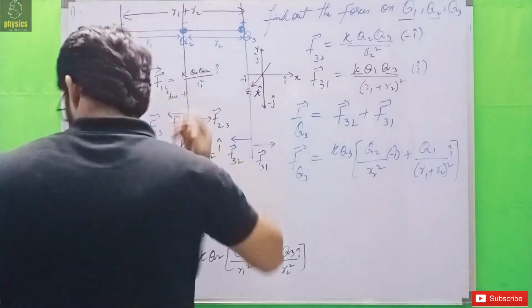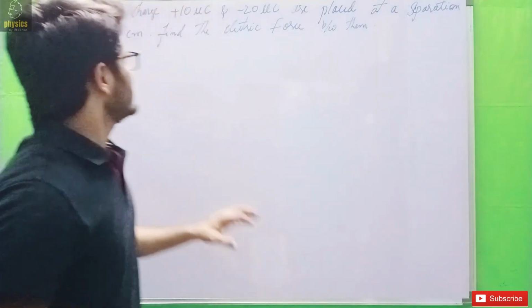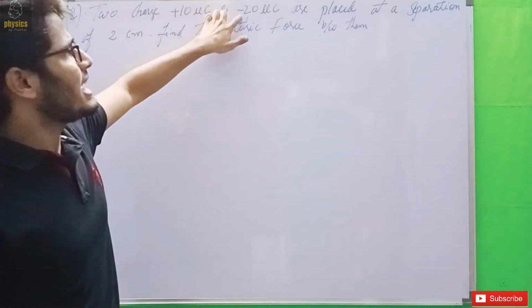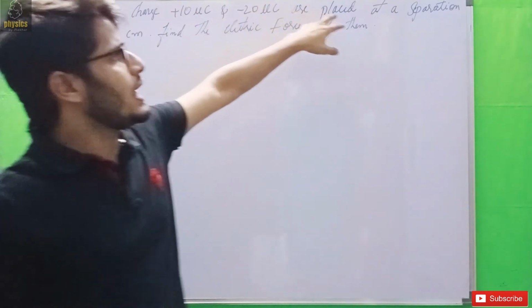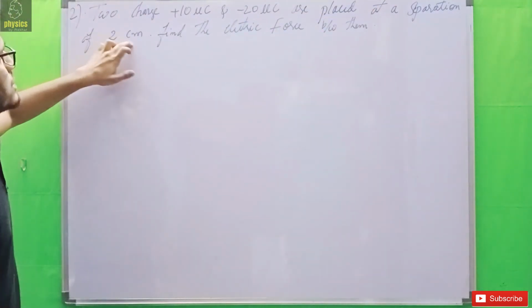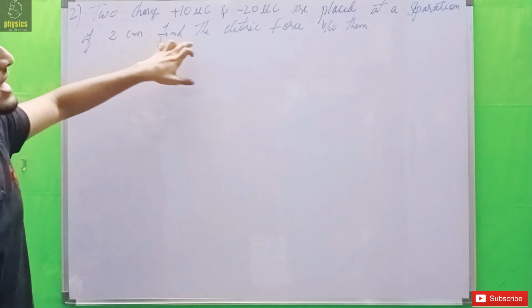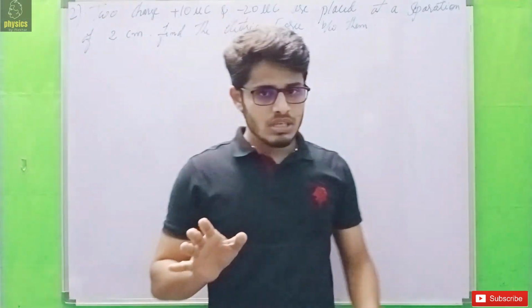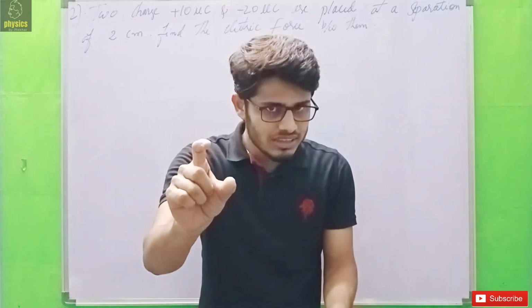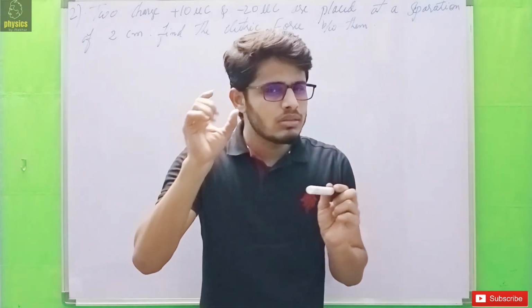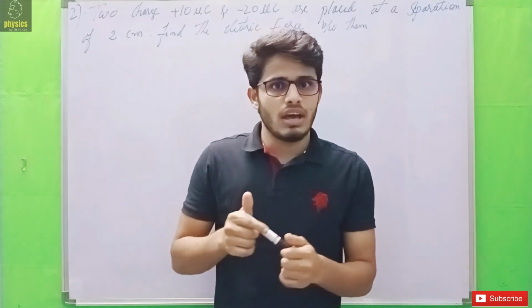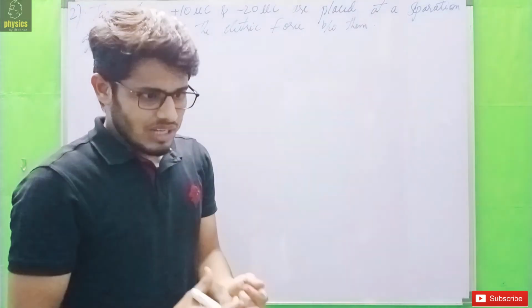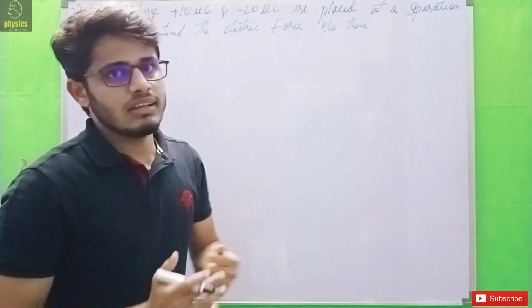Now let's solve one more problem. The next question is, we have two charges, plus 10 microcoulomb and minus 20 microcoulombs, placed at a separation of 2 centimeters. We have to find out the electric force between them. So the first thing that you do is read the question and try to make a picture of the situation. Once you write the question in a diagrammatic manner, it will be so much helpful for finding the answer.